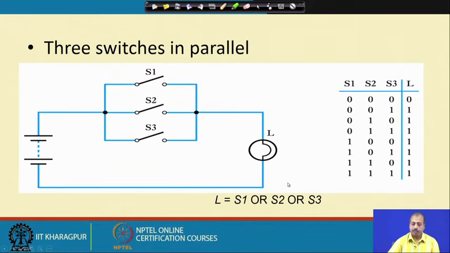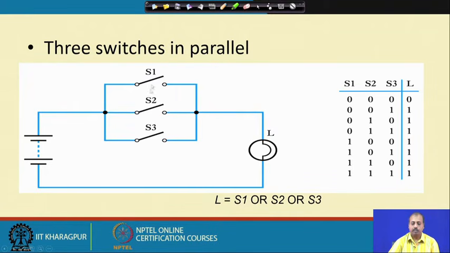Similarly, we can have the OR operation. The switches may be connected in parallel, S1, S2, S3. Whenever any of these switches is closed, the lamp is turned on, and when all the switches are open, the lamp is off. So, L is equal to 0 only when S1, S2, S3 all of them are equal to 0. Otherwise, whenever any of them is equal to 1, the L value is equal to 1. So, we can say that L is equal to S1 or S2 or S3. It is the OR of three variables.